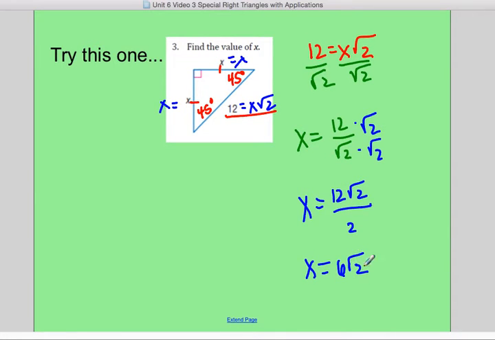Okay, so that's what x is equal to, and if I plug it in for this x, my final answer then is that x is equal to 6 square root of 2. Okay. So that's for our 45, 45, 90 triangle. Now we're going to go ahead and look at our 30, 60, 90 triangle.